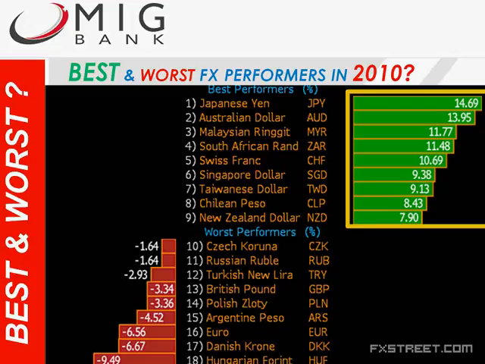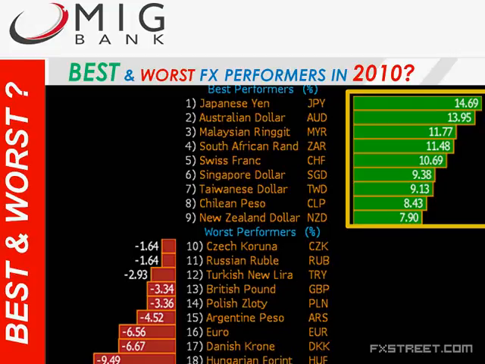Here you have Japanese yen, Australian dollar, Malaysia, South Africa, Swiss franc, Singapore, Taiwan, Chile, New Zealand, all having really strong trends, and the best one being Japanese yen, plus 14% in the year of 2010, so last year.